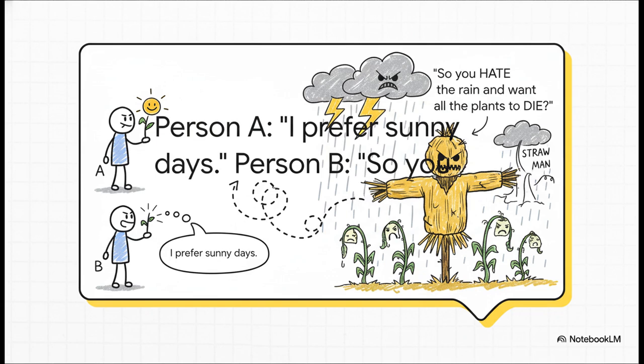I mean, this is a perfect, almost funny example of how it works. Person A states a totally harmless preference, and watch what person B does. They blow it up into this ridiculous, extreme position. Person B isn't arguing against "I prefer sunny days" anymore. They're fighting a straw man that they just built themselves.